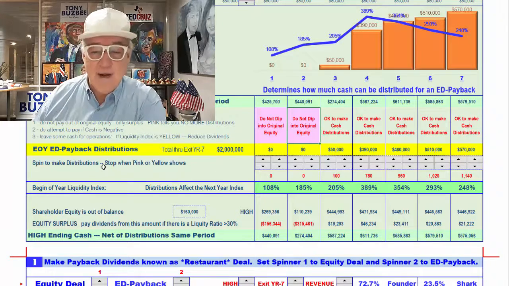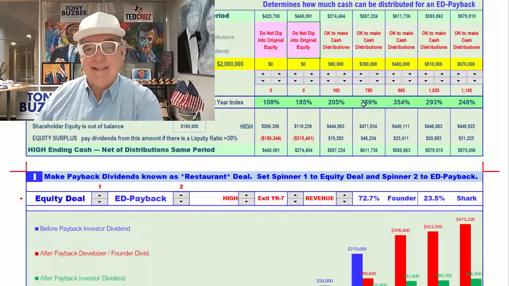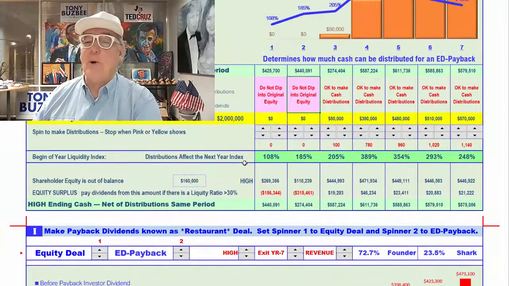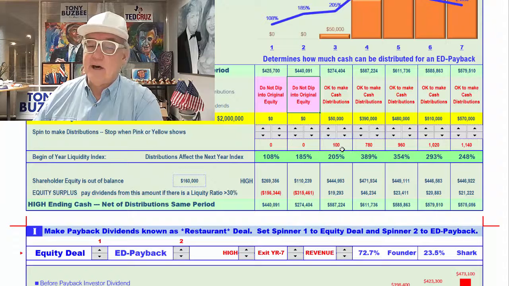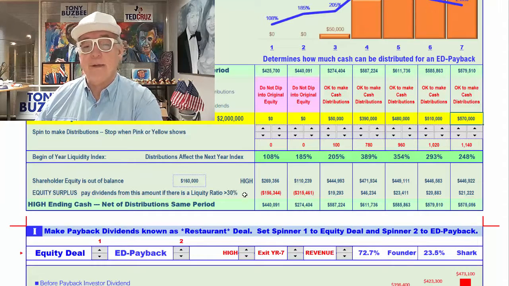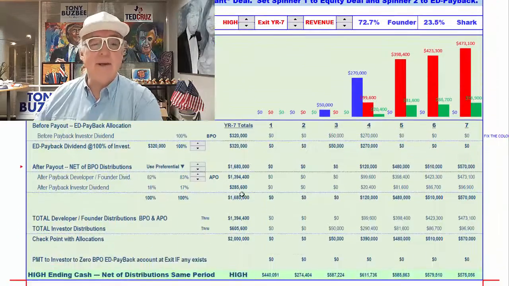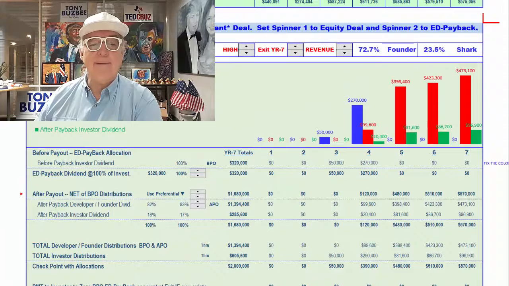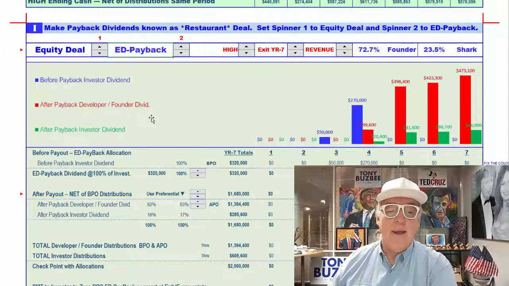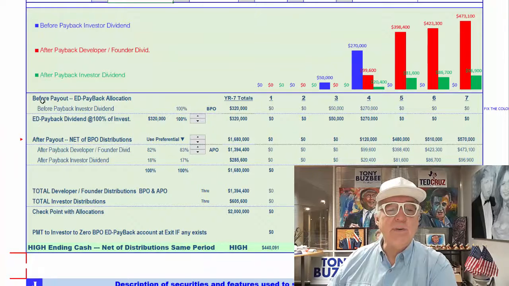Now, how are we going to divide that up? This is to the entity. The entity says, okay, we can afford dividends of 50, 390, 480, 510, and 570 and still be successful. Now let's come down to this section here where we have it set up as an equity or ED payback. Now, the first thing we need to do is we need to kind of figure out what's the investor going to get out of this.